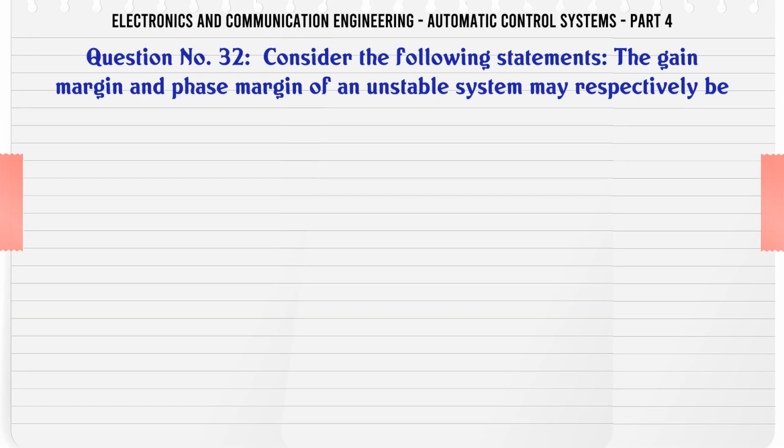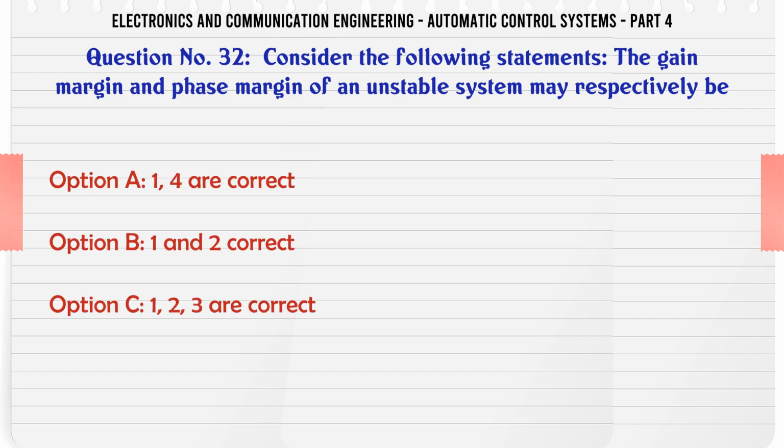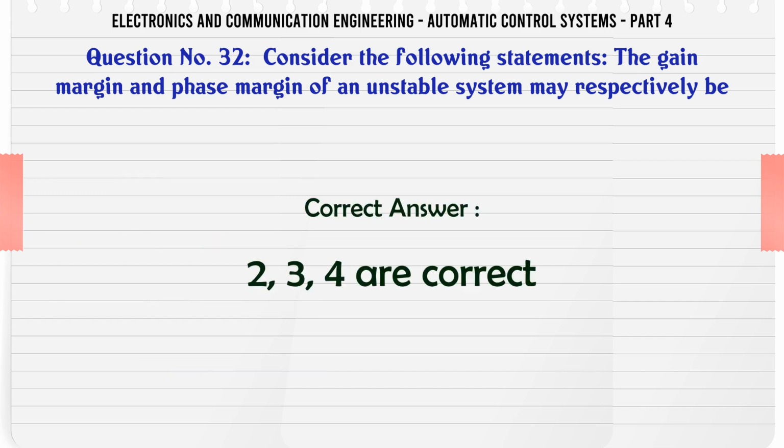Consider the following statements. The gain margin and phase margin of an unstable system may respectively be: A. 1 and 4 are correct, B. 1 and 2 are correct, C. 1, 2, 3 are correct, D. 2, 3, 4 are correct. The correct answer is 2, 3, 4 are correct.